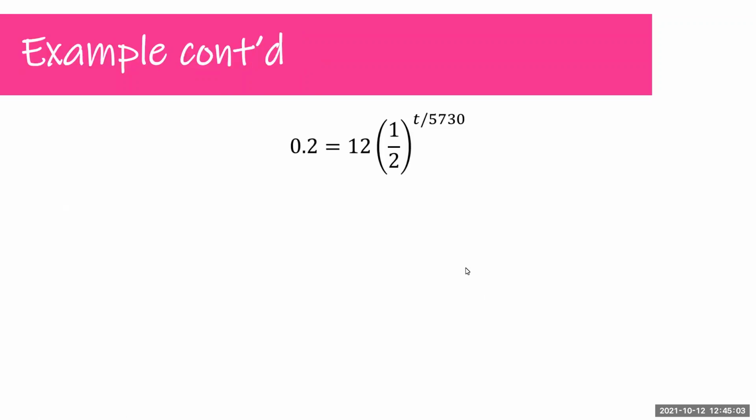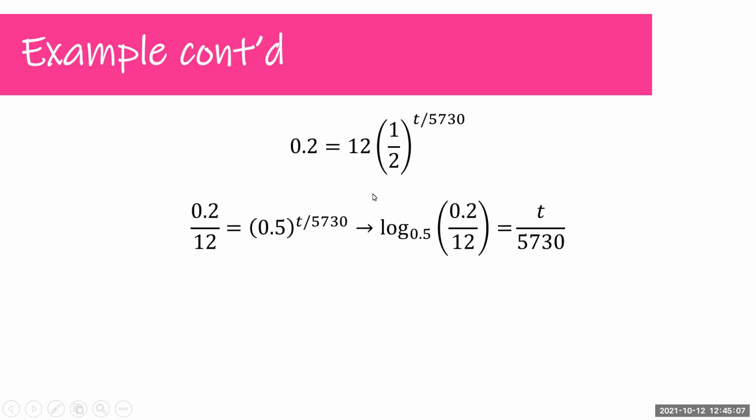Okay, so we can do some math here. We can get rid of this 12. We can pull it over there. So we get 0.2 equals 0.5 to the t over 5730. And then we get log base 0.5 of each side, right? And so we can solve for t using some basic algebra.